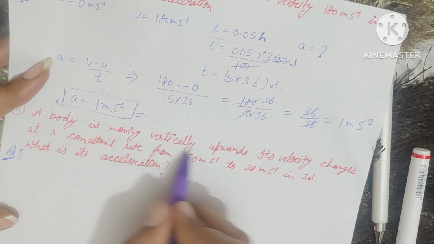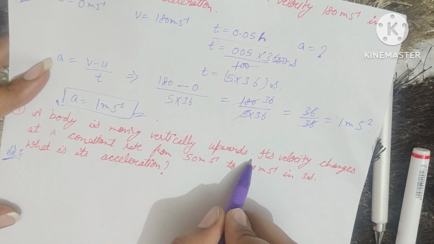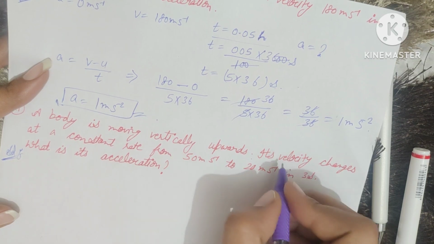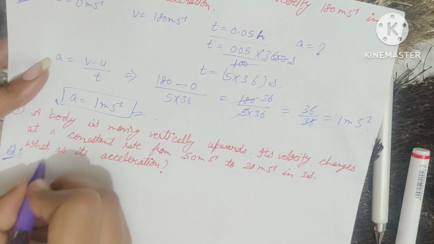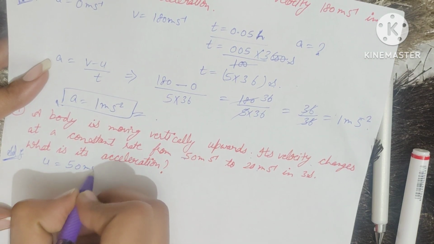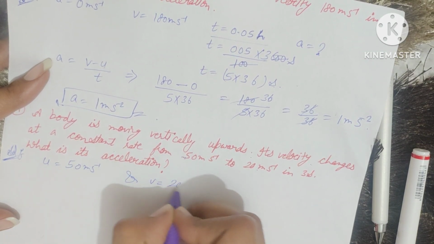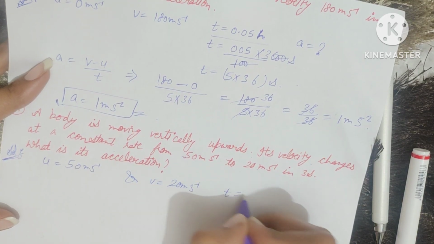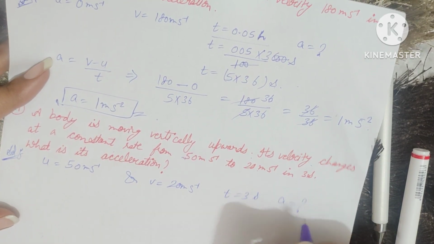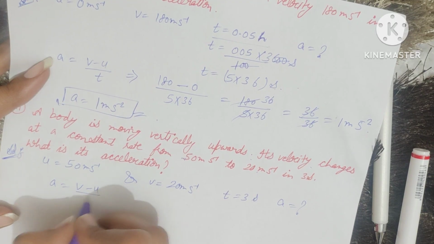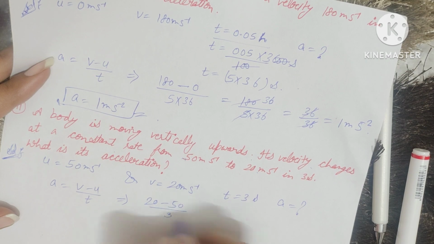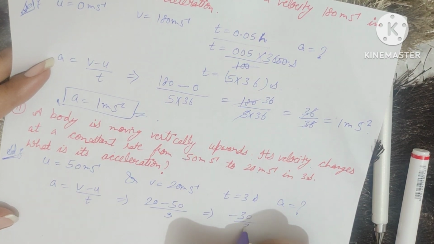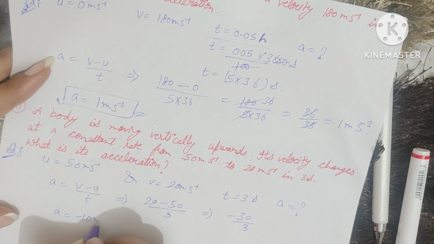What is the 11th question now? A body is moving vertically upwards. It means the acceleration will come in the negative form here. Its velocity changes at a constant rate from this to this. From this means it is the initial velocity, and the final velocity is 20 meter per second, and the time is 3 seconds. The acceleration we need to find out. Acceleration is equal to (V minus U) by T, we know. So (V minus U) divided by T is equal to minus 30 by 3. So A is equal to minus 10 meter per second square.